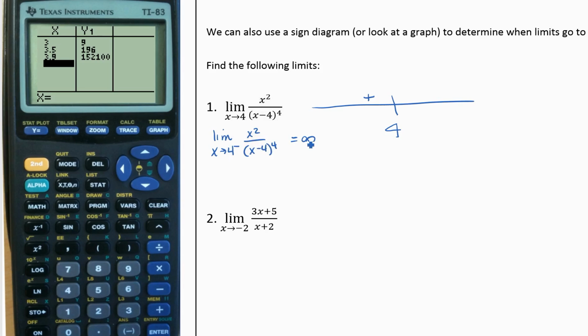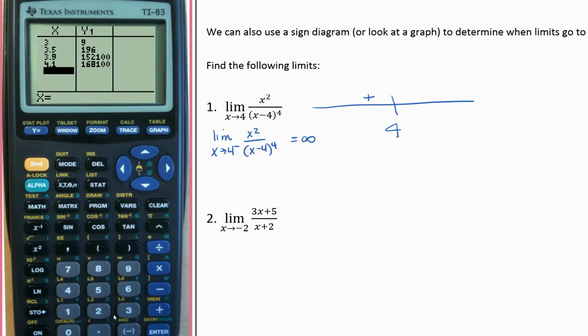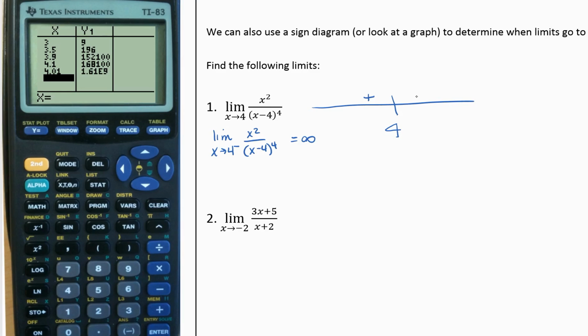Well, let's look at what's happening from the right. So we need to choose things bigger than 4. So we could do something like 4.1, 4.01. And you can see these are also positive numbers that are getting very, very big. This one's so big it has to use scientific notation. So this one's also positive. So we could say that the right-hand limit is infinity, and we could say that this limit is infinity.